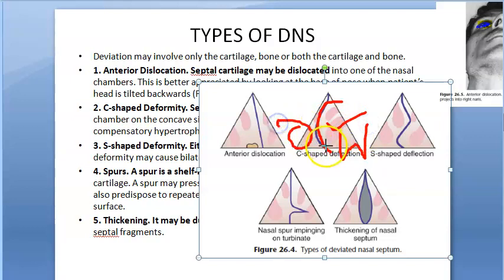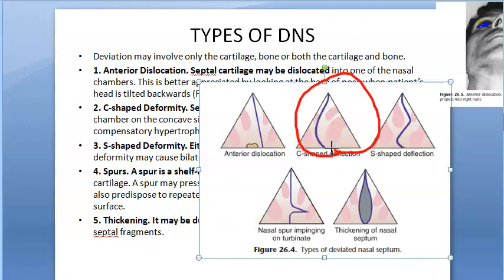The convex side will be obstructed. The concave side is wider, and it may show compensatory hypertrophy of the turbinates. Here you can see the turbinates shown big. This is hypertrophy of the turbinates on the concave side. That is a compensatory action it is trying to do because of the wider chamber.